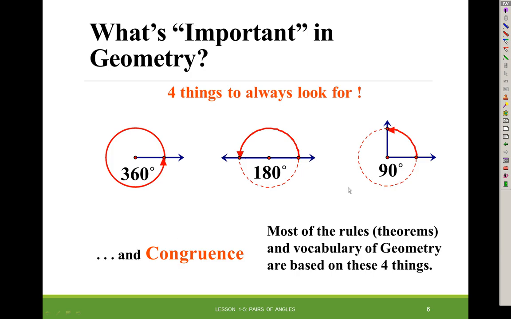You make the equation. You decide what's happening. Do you have parts adding up to some total, or do you have two parts that equal each other? Just about everything we do in geometry deals with one of these four things. You've seen a lot of it already, and we're going to continue to see more.